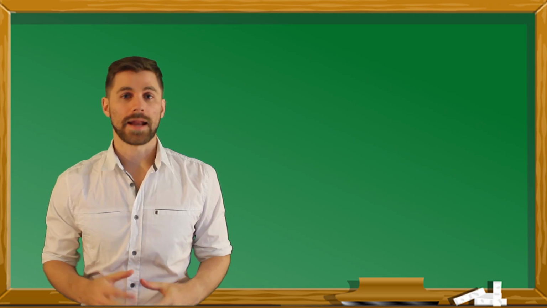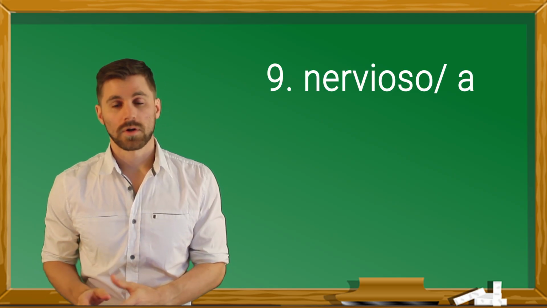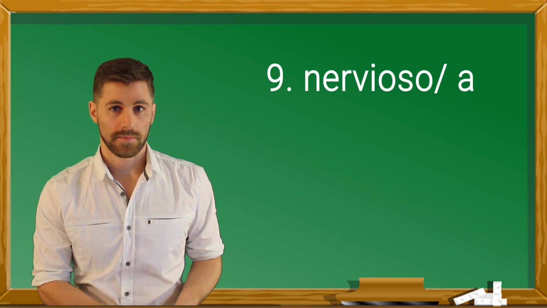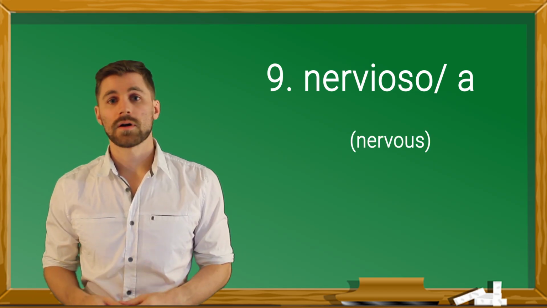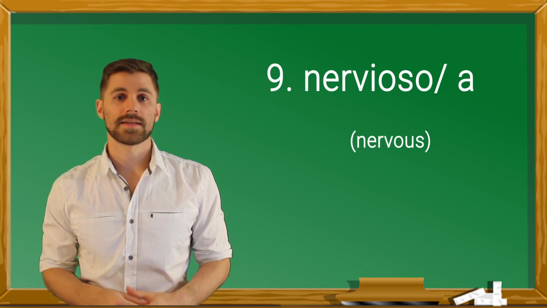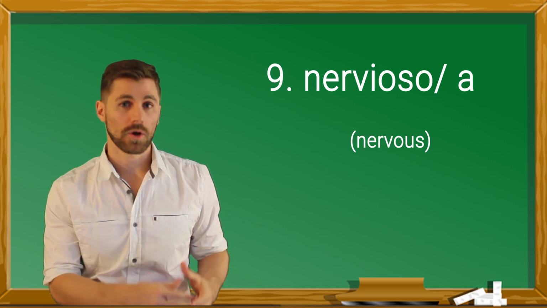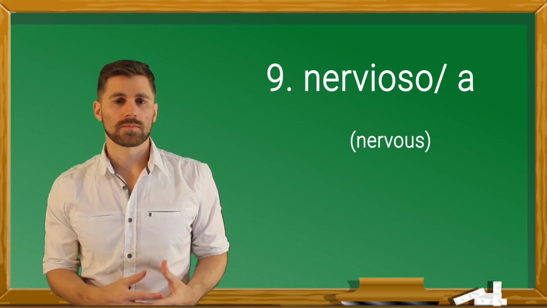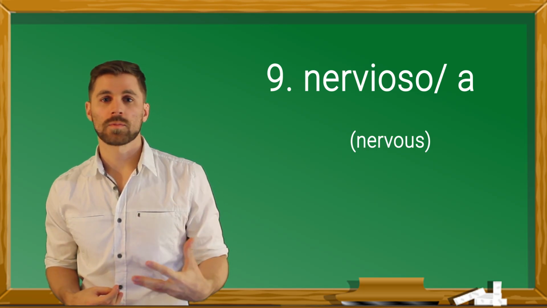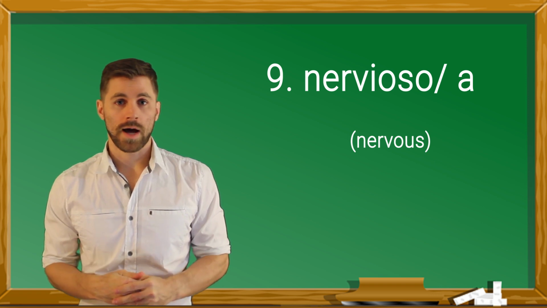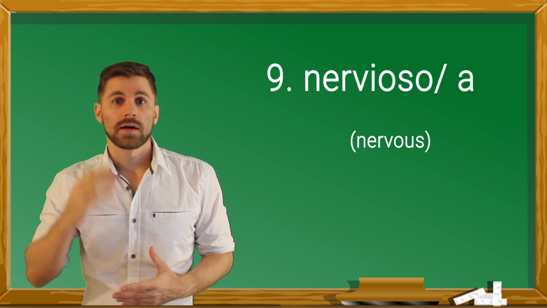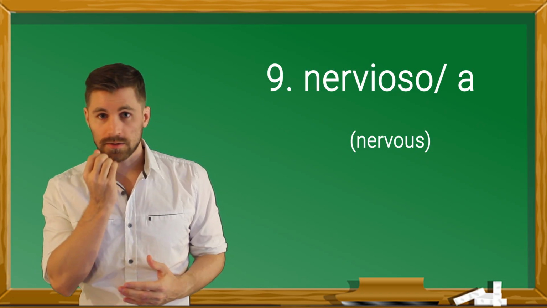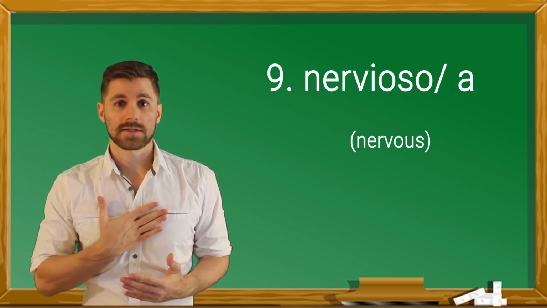Emotion number 9. Nervioso or nerviosa, which means, you can probably guess, nervous. Remember that nervioso is different than preocupado. Preocupado is more a long-term thing that worries you, while nervous is when you might be sweating, you might be biting your nails, you can feel your heart racing a little bit.